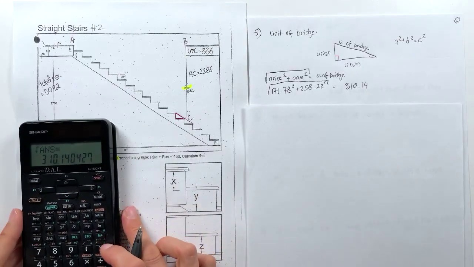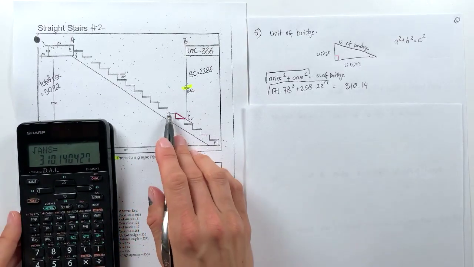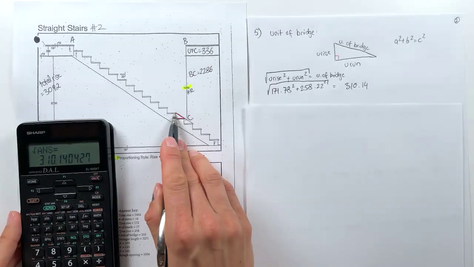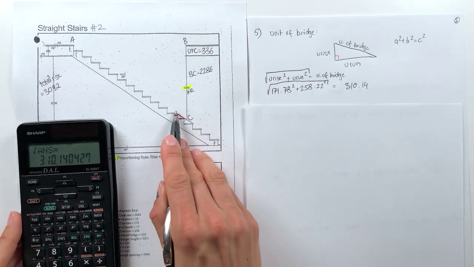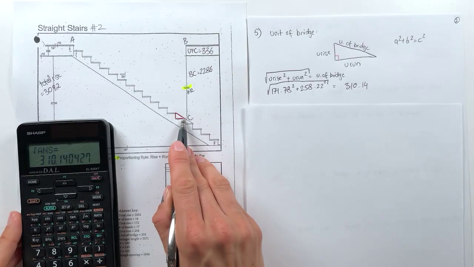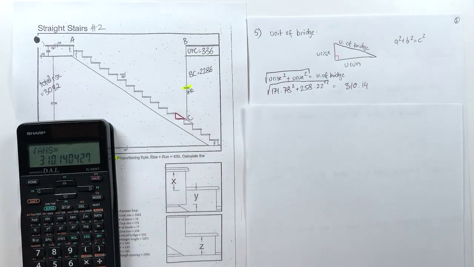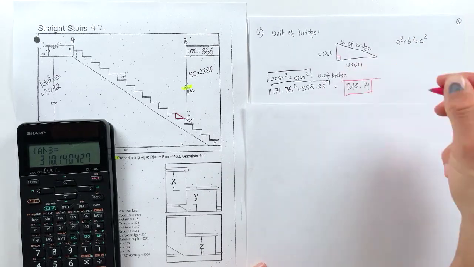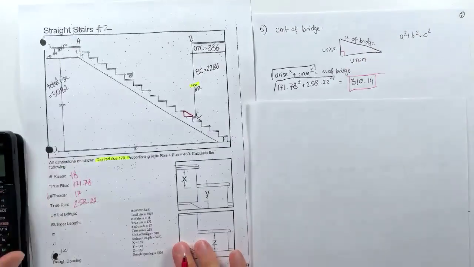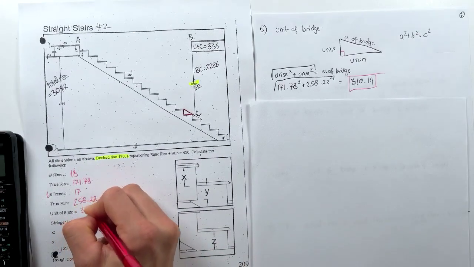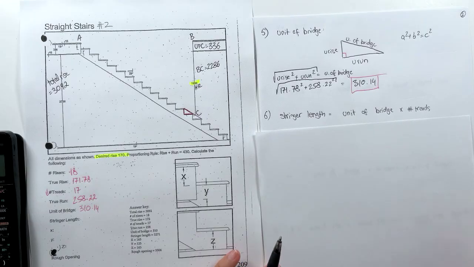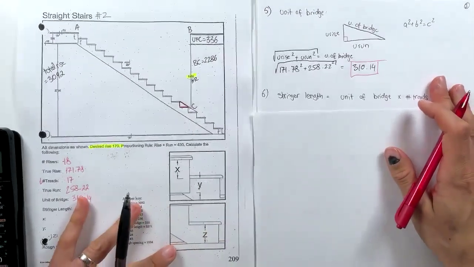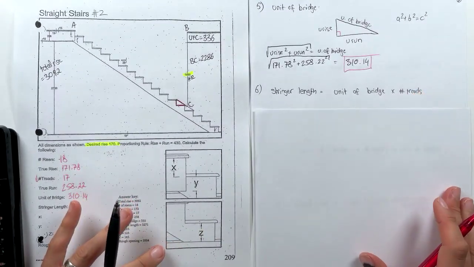This is particularly handy when you're doing your layout, right? Real world, doing stairs. So every 310.14, that's where you can make a mark for your layout. So that's just one hypotenuse of one unit rise to unit run triangle. Okie dokie. Next, we're going to get to stringer length, and I'm going to show you two ways.